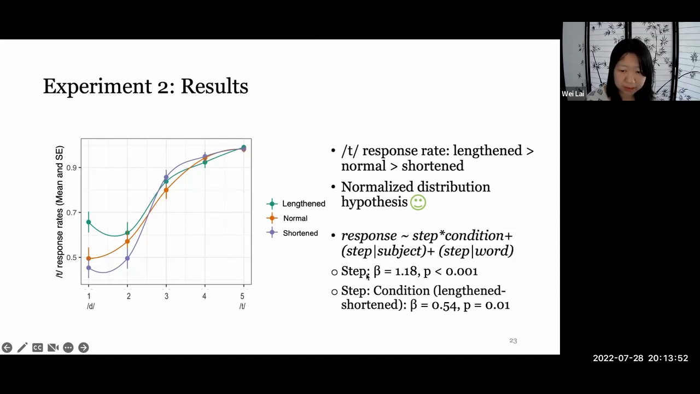Our logistic mixed effect model found a significant step effect and significant interaction between condition and step, but no condition effect alone. And this is consistent with our observation that the group difference here is mainly driven by the first 2 steps, which results in different categorization slopes across conditions.